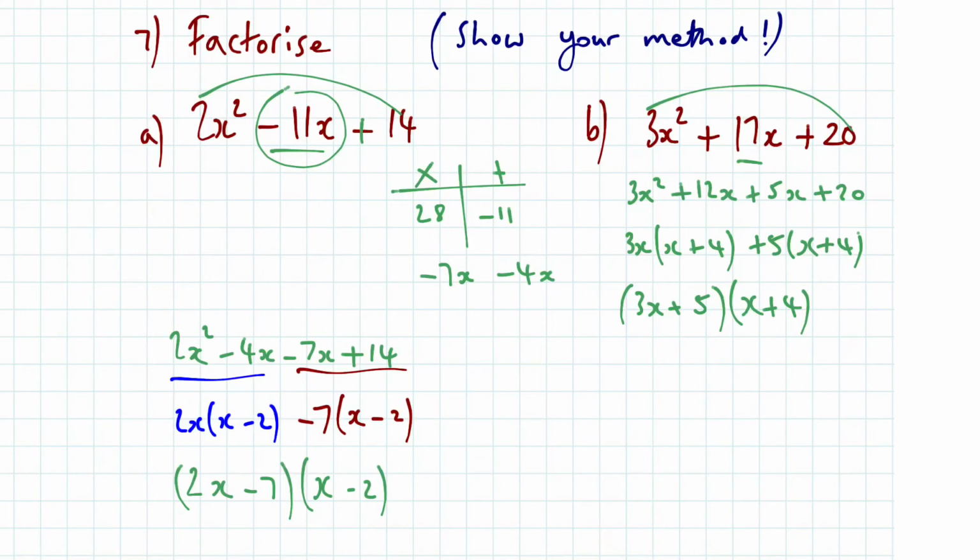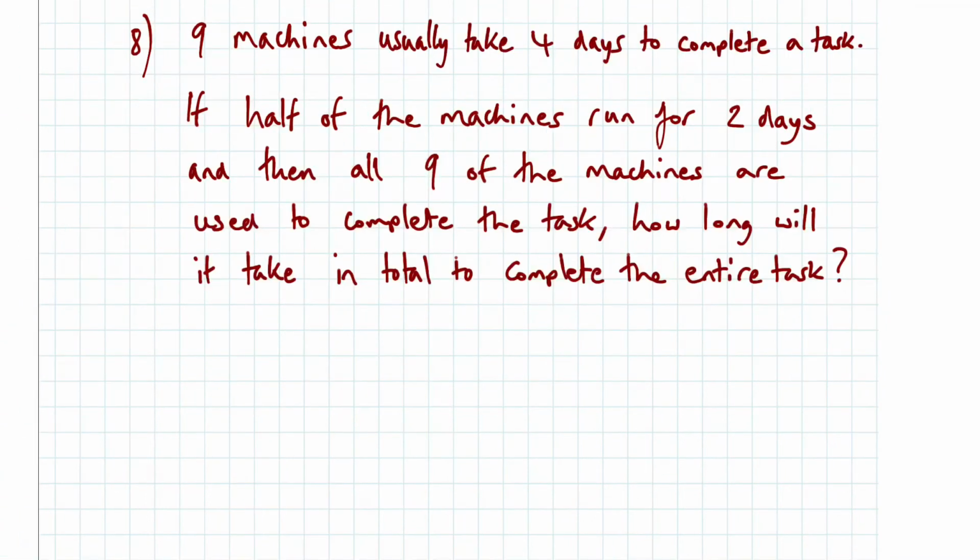I'm nearly done on this homework now. Let's have a look at the next question. 9 machines take 4 days, so a quarter of the work, whatever it is, it doesn't even matter, is done in 1 day. That's if all the machines are working together.